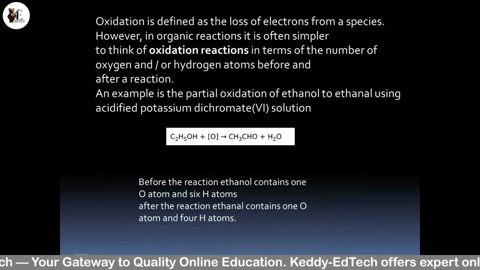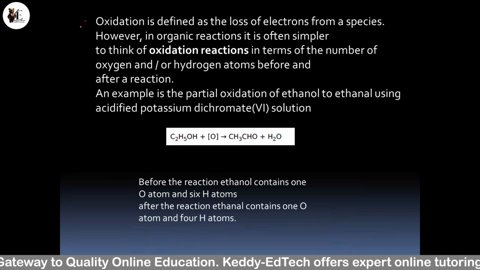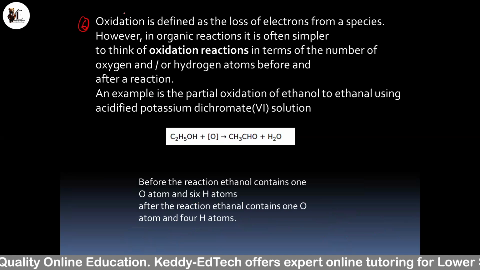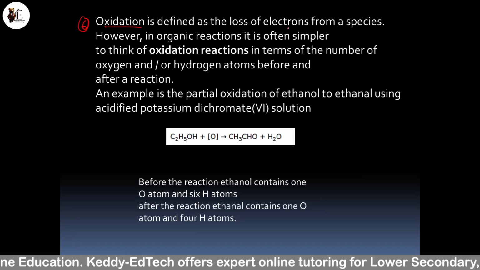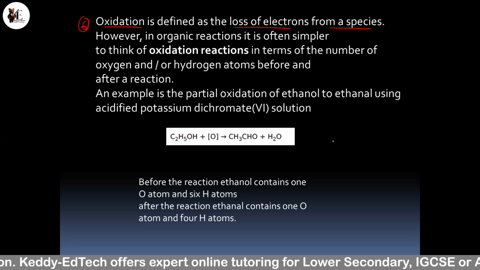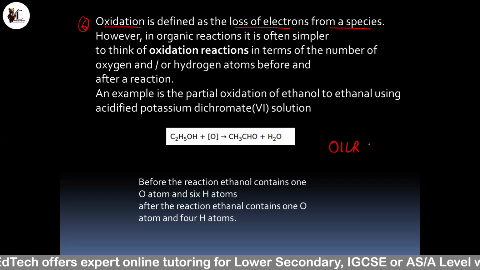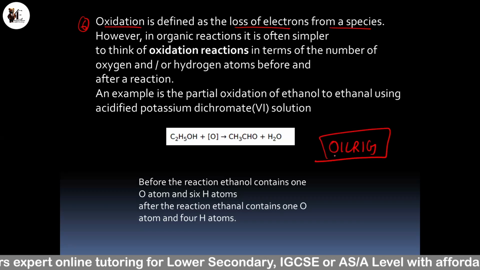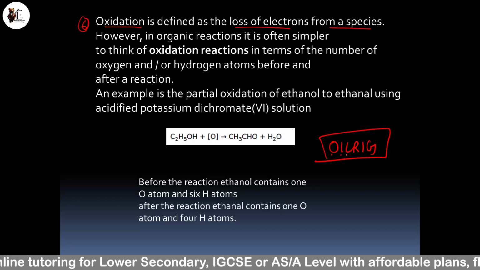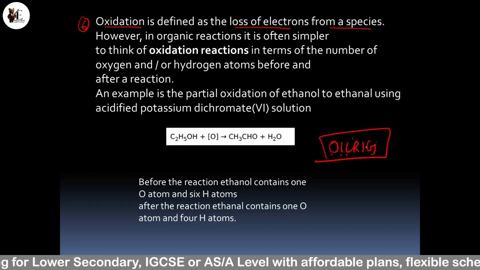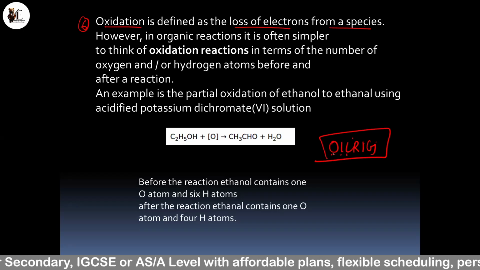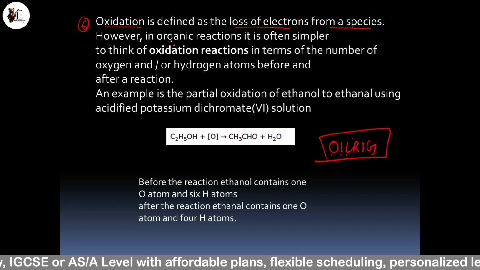The next reaction is oxidation, which we already have studied in the chapter redox, right? Oxidation is defined as the loss of electrons from a species. How to remember this? Using a trick, OIL RIG, where oxidation is loss of electrons and reduction is gain of electrons. You can remember this by the first letter of the words.